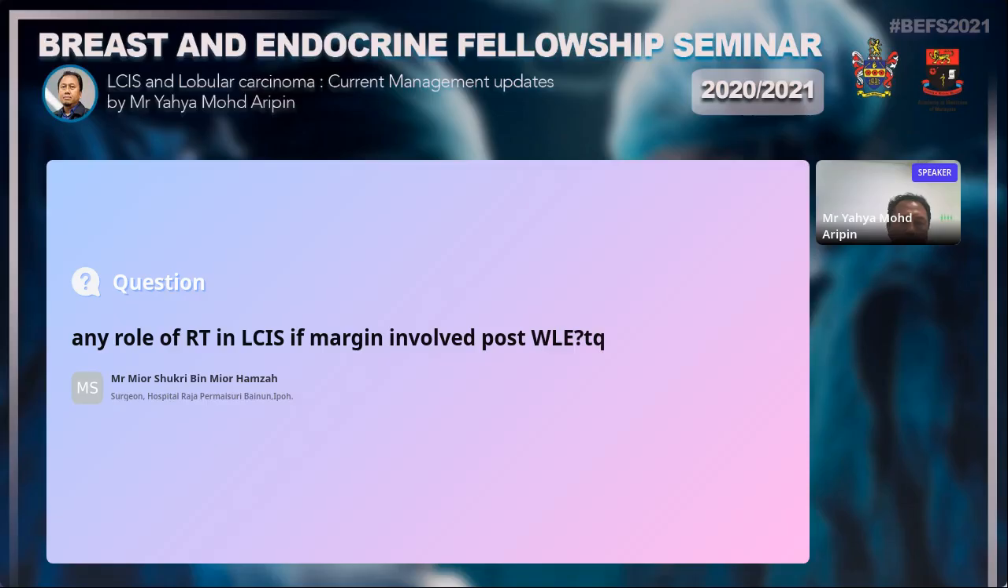Is there any role of radiotherapy if the margin is involved after wide local excision? The same thing we do for DCIS. We have to re-excise the margin. Once the margin is clear, then we give radiotherapy. There is a role for radiotherapy.